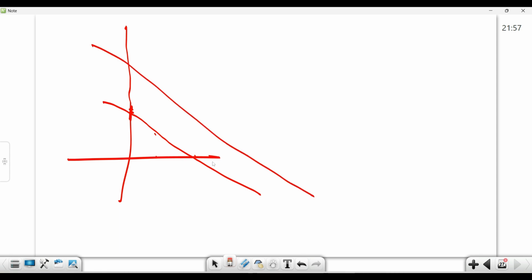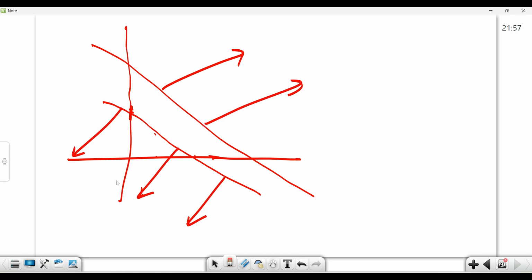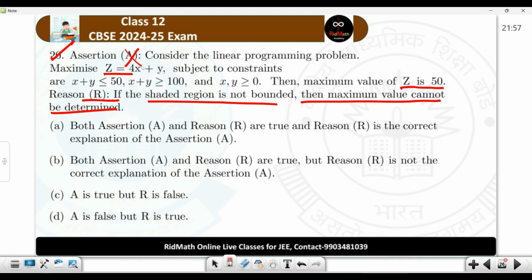So x plus y less than 100 is this region, and greater than 100 is this region. There is no intersection point, so we cannot find z max. So that means this assertion A is false, because there is no shaded region or feasible region. So A is false and R is true, because if the shaded region is not bounded, then the maximum value cannot be determined. This is true. That means D is correct.